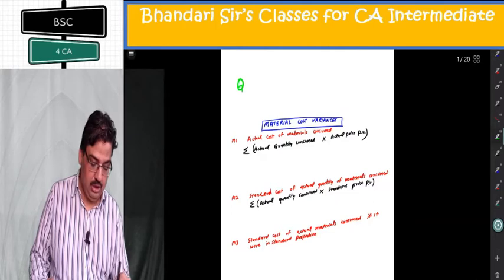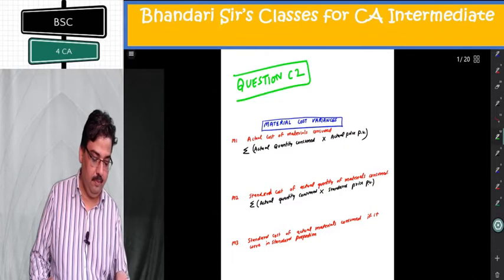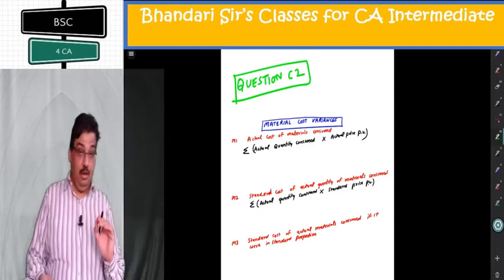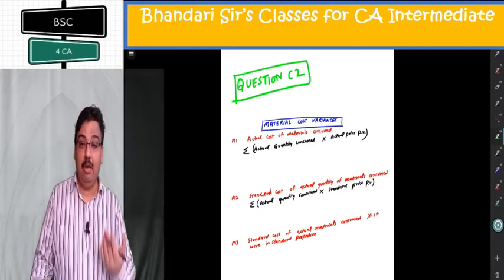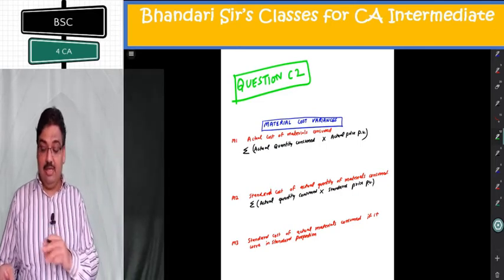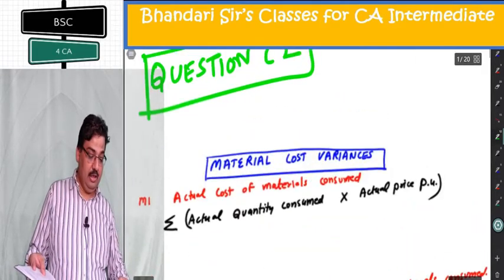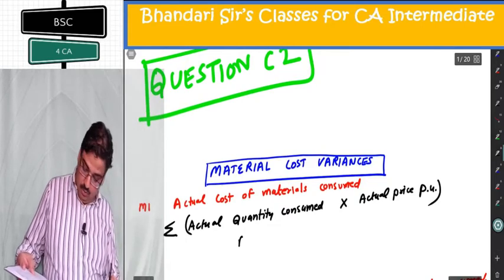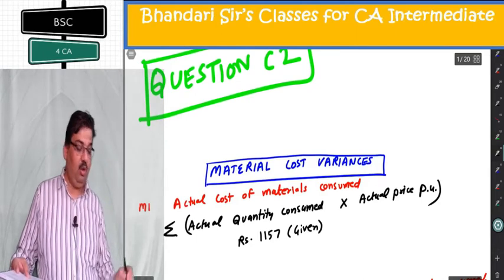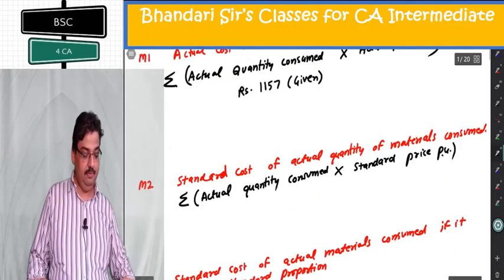Next one, question C2. This is a standard but easy question. You are given multiple materials. Actual is also given, budget is also given, that makes things easy. Second table is for actual. So, actual cost of material consumed, it is given there, rupees 1157. Nothing to compute, even the addition they have done.